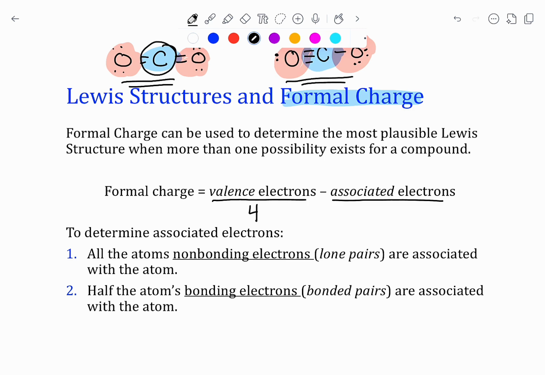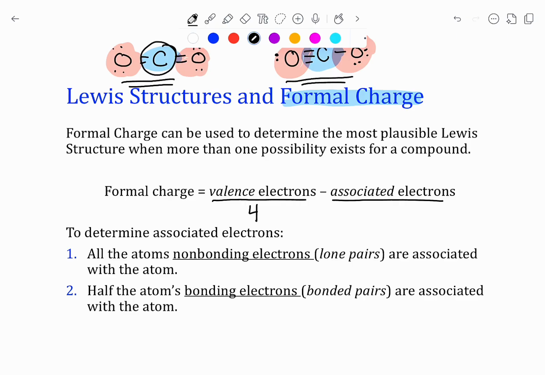And then we get to the associated electrons. The associated electrons are all of our non-bonding electrons, which we refer to as lone pairs. Okay, those would be considered associated, as well as half of the atom's bonding electrons, or their bonded pairs. Okay, those are associated with the atoms.